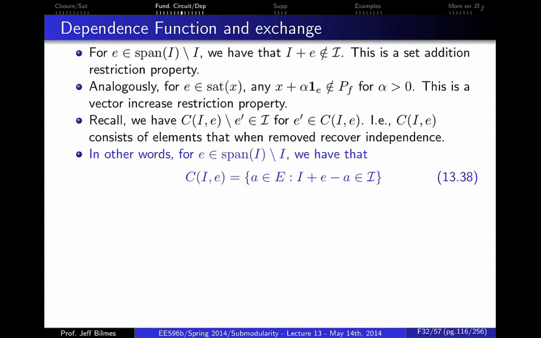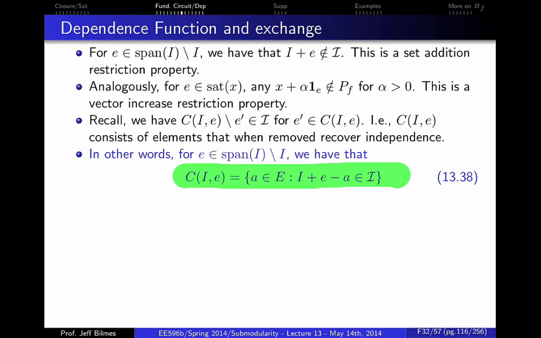So in other words, an interesting way of looking at the fundamental circuit is as follows. It's basically saying that the fundamental circuit is equal to those elements a, such that if I add e to I and therefore create a dependence, but I remove a again from that, I recover independence. So it's kind of like the fundamental circuit is like an exchange. It's essentially a set of exchange elements. Like if you insist upon adding an element e to I, but you want to get back independence, then you remove the elements a.